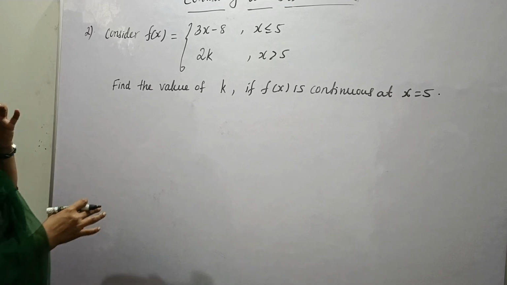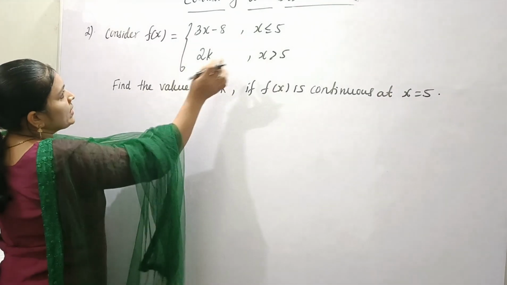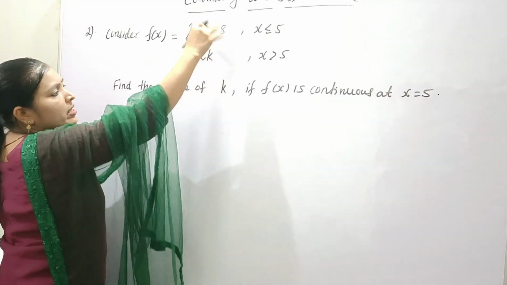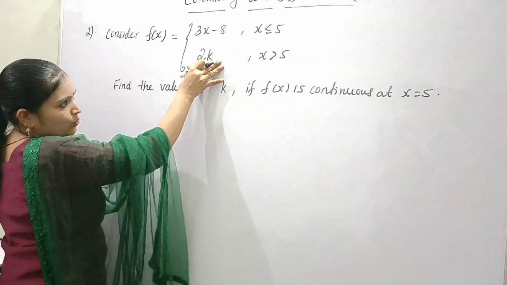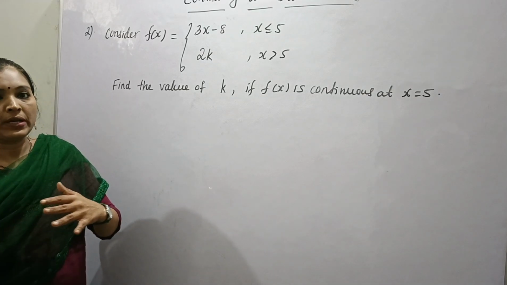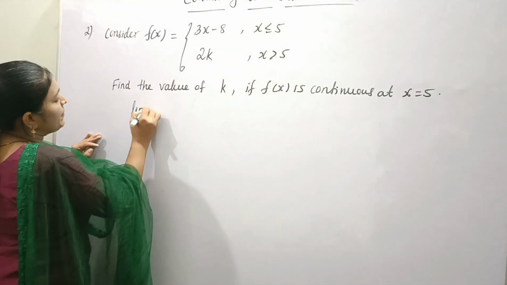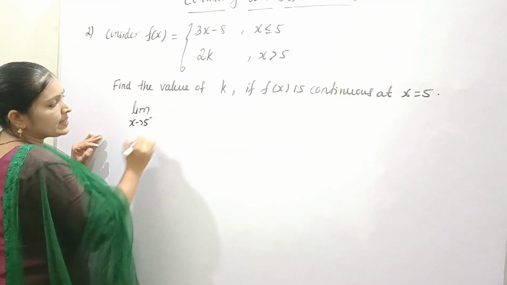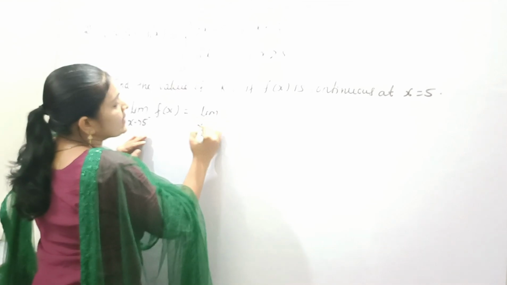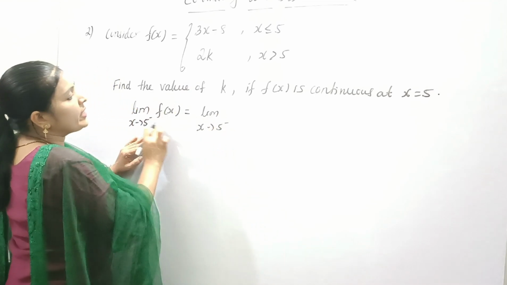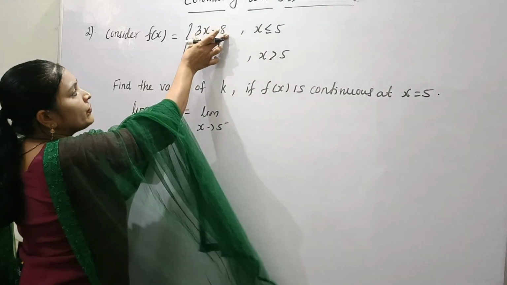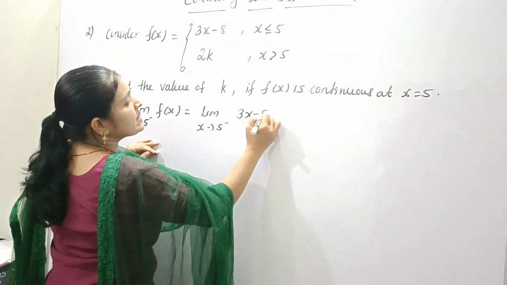If this function is continuous, we can write: when x is less than 5, the function is this one, and when x is greater than 5, the function is this one. So here we can find the left hand limit and right hand limit. Let's take limit x tends to 5 minus of f of x. 5 minus means left of 5, that is less than 5, so the function is 3x minus 8.